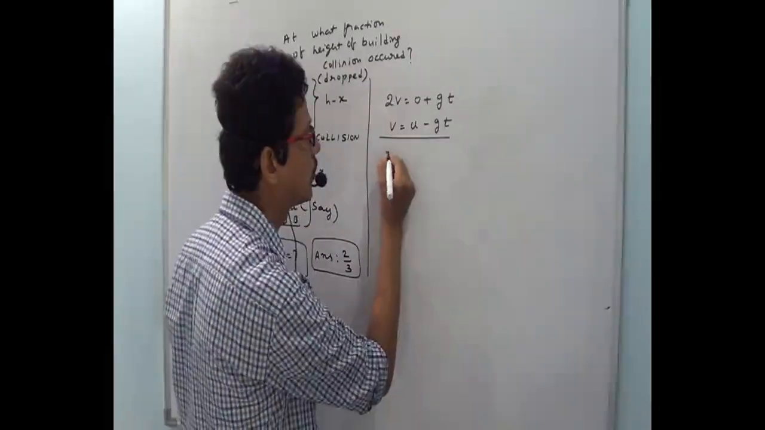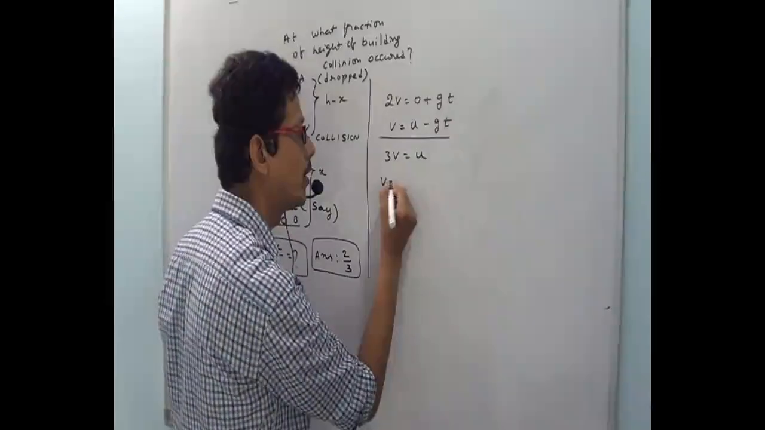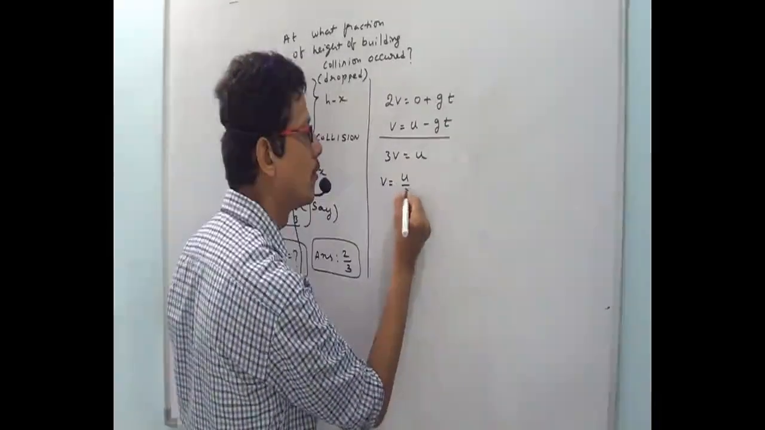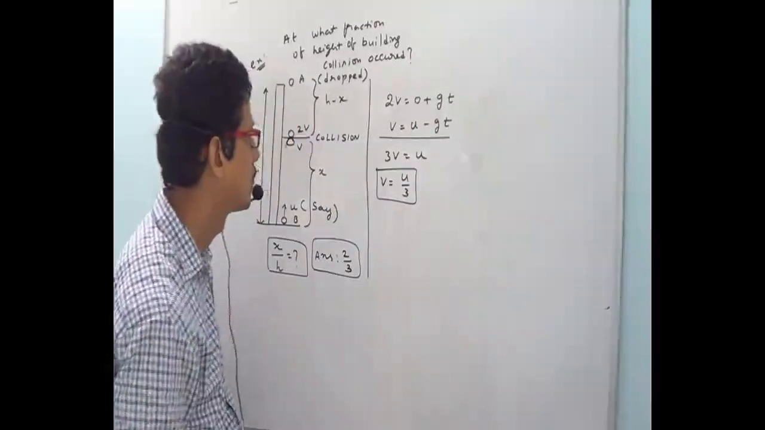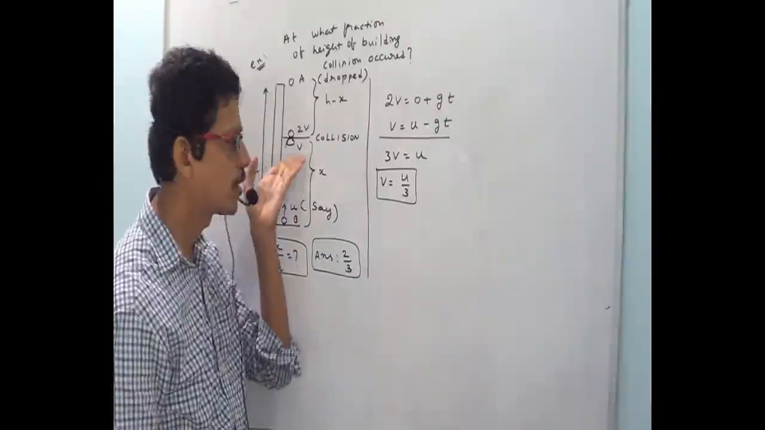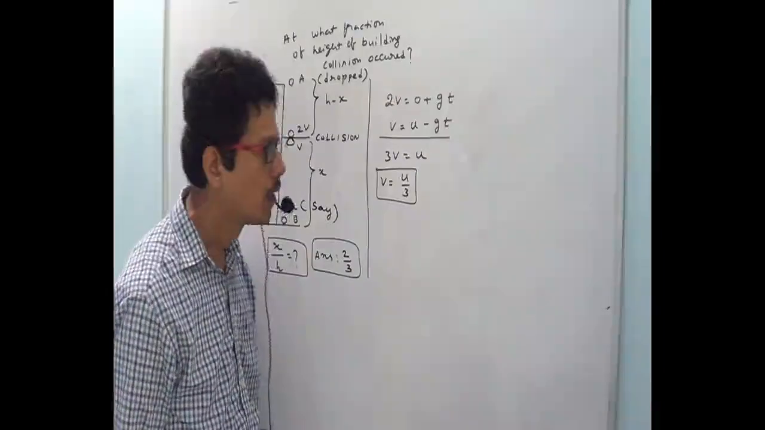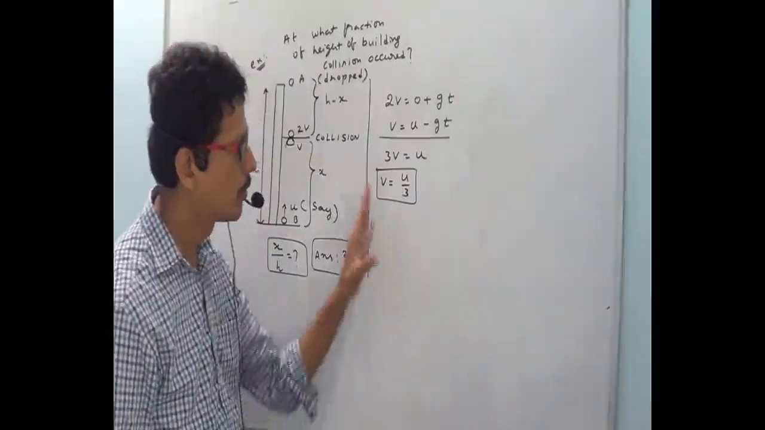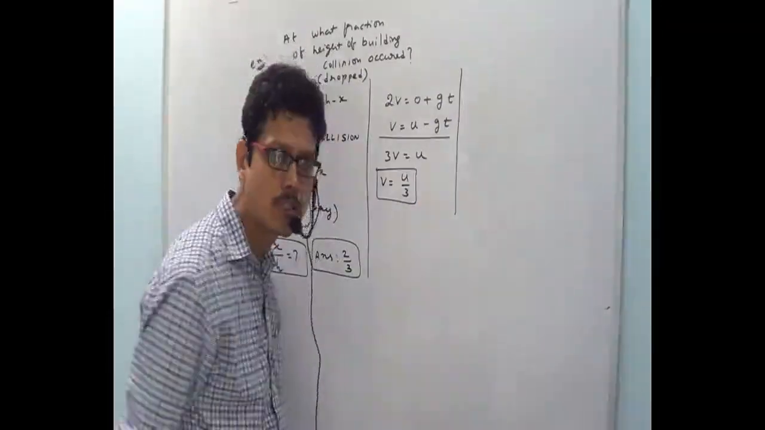If I add these two, 3v is equal to u. Then v, how much are we getting? We are getting u by 3. Certainly we have to expect this, because as this body is going upwards, its speed decreases. This you understood, right? Next we will apply v square minus u square is equal to 2as.